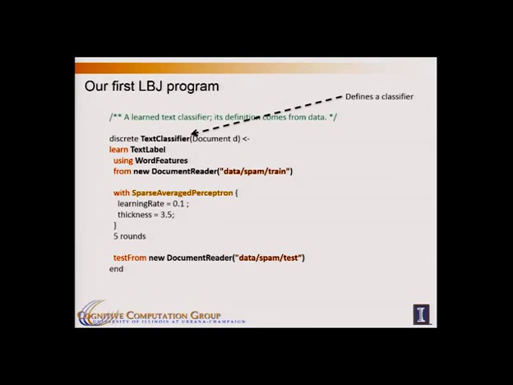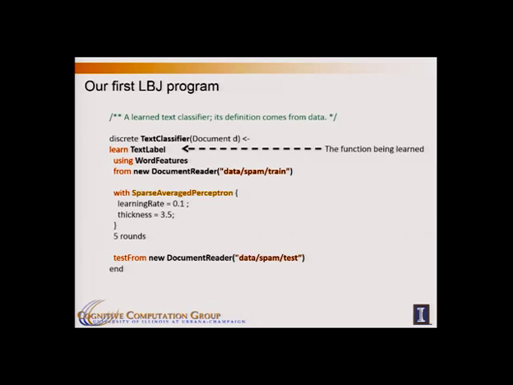To do this, we need to implement several things. First, this is just a definition: the name of this classifier. We also need to implement this document class, which will become a container for the data, so we can pass it to LBJava, and LBJava will be able to extract features or labels from it. And we also need to define how to map the document to a label.